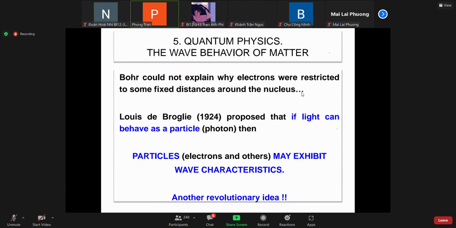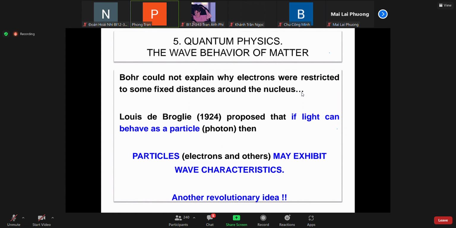Then, after the Bohr model, there was a revolution in quantum physics. People came back to the Bohr model and figured out several difficulties. Bohr could not explain why electrons were restricted to some fixed distance around the nucleus. Bohr assumed that electrons can stay only at several discrete radii, corresponding with different discrete energy levels. But that is a poor assumption, because he cannot explain why.